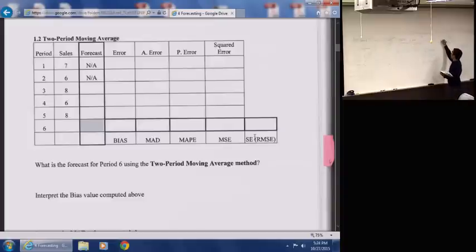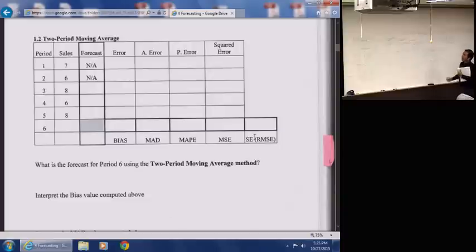The last one is squared error. Don't you average all those? We will, but I just want to fill in the blanks first and then we average. Squared error: 1.5 squared is 2.25, -1 squared is 1, and 1 squared is 1. So that's how you fill in the table.